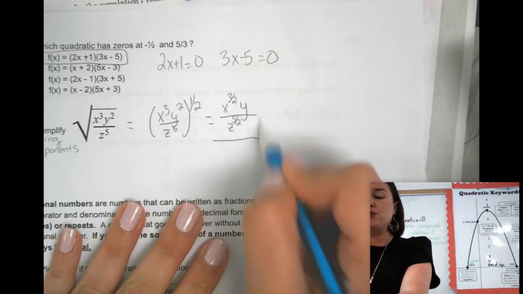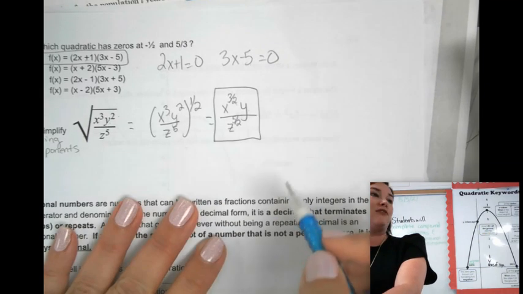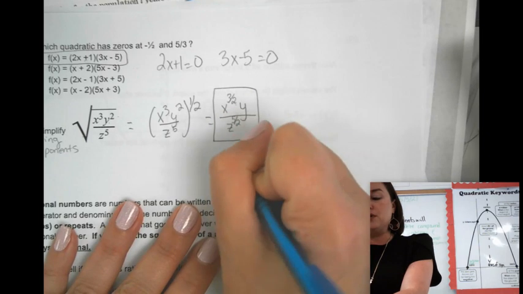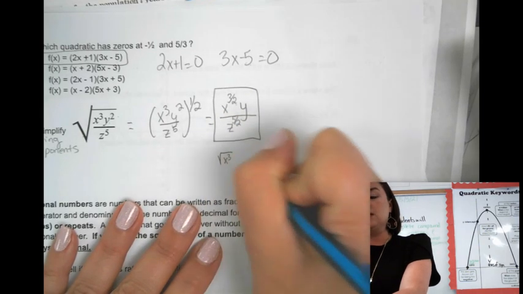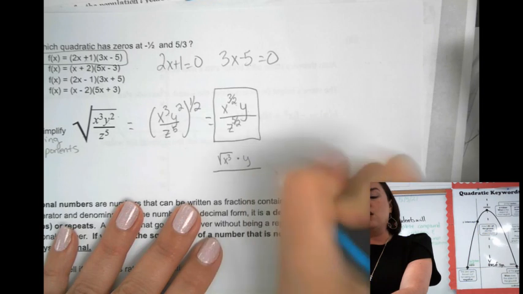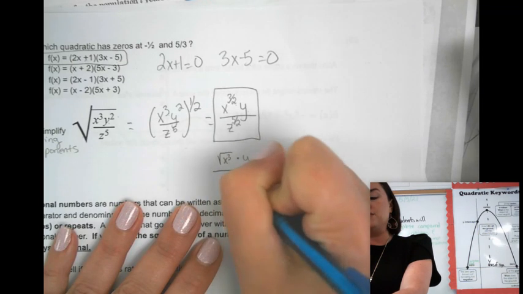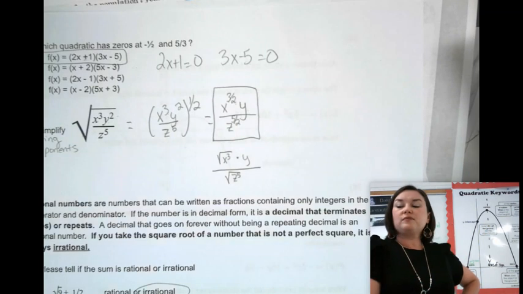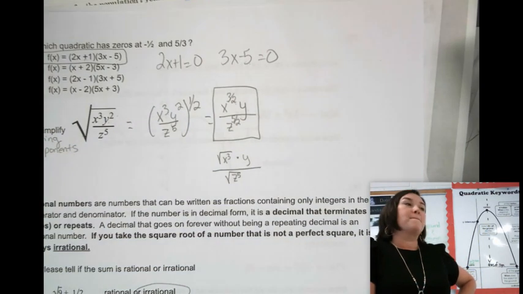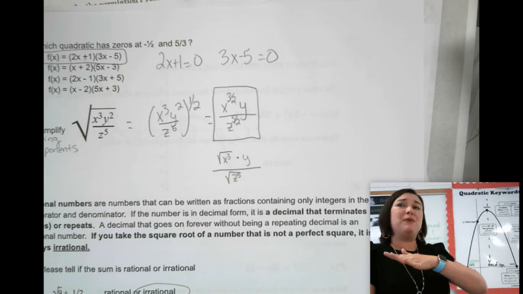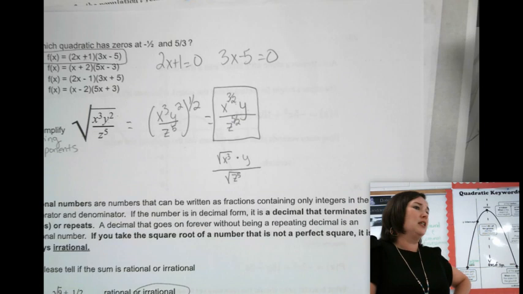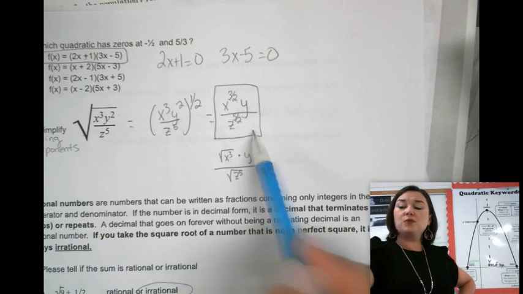So this is the answer we want, but I want to show you what it would look like if I changed it to radicals. It would be the square root of x to the 3rd times y over the square root of z to the 5th. But then I wouldn't be able to leave square roots in the denominator, and I would have to multiply to get it out, and we're not dealing with all that right now, so we're just going to leave it how it is. This one that I boxed is what it wants for the answer.